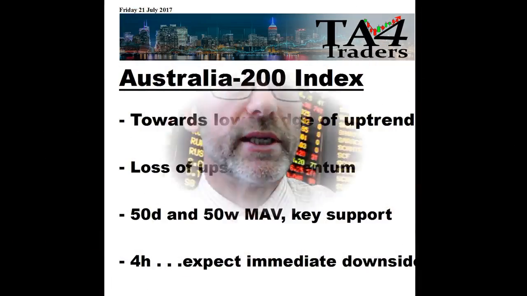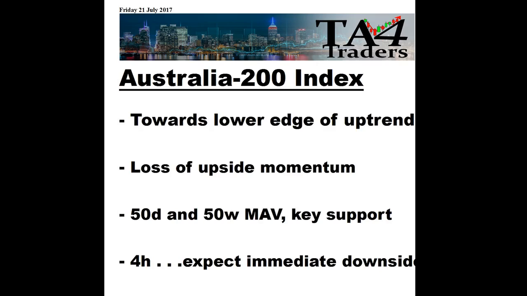So that has been TA for Traders, having a look at the Aussie 200 index. Just to clarify the key points. On the weekly, we're towards the lower edge of an uptrend. We've lost upside momentum. The 50-day and 50-week moving averages are key levels, and in the 4-hour we expect immediate downside. I couldn't fit the E in there, sorry.